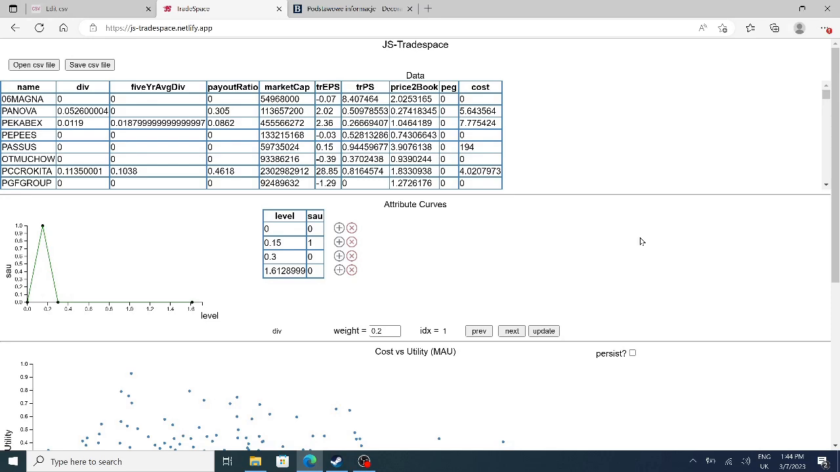Quick video on how you could use the TradeSpace exploration tool with different types of data. In this example, I use data pulled from the Yahoo Finance API with some basic stock information. So we're going to use it for picking dividend stocks.